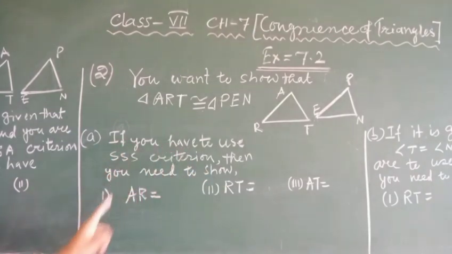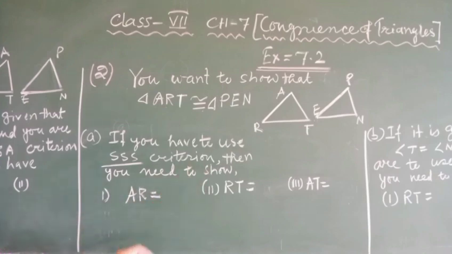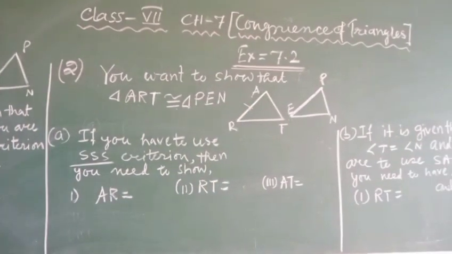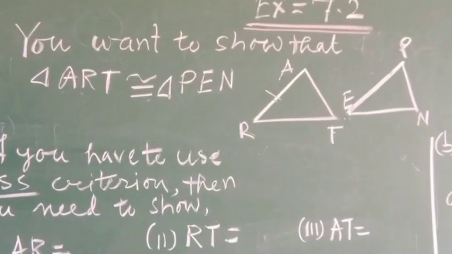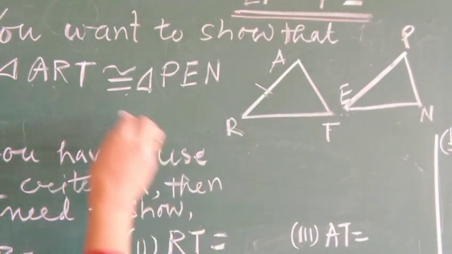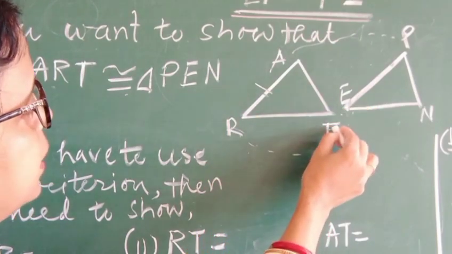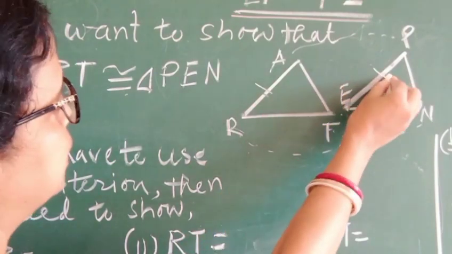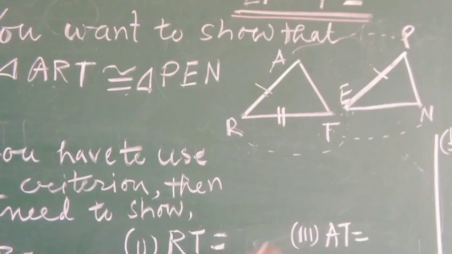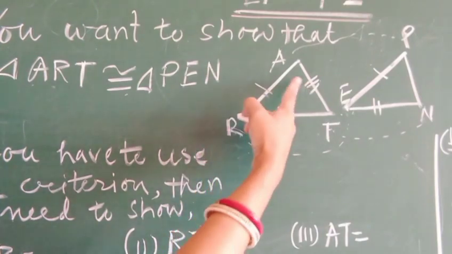If you have to use the SSS criteria, SSS means side criteria, so what will you need? You need to show that AR will be the exact length of PE. In triangle congruency, A corresponds with P, R with E, and T with N. So AR will be PE, RT will be EN, and AT will be PN.